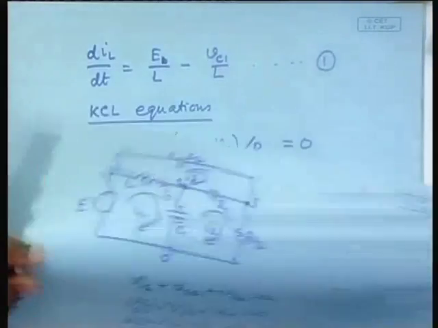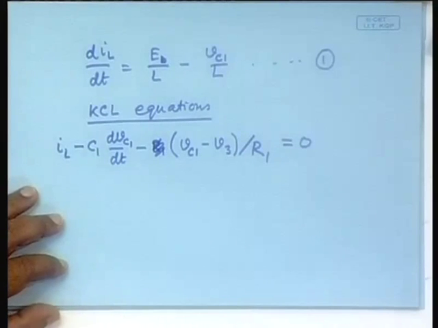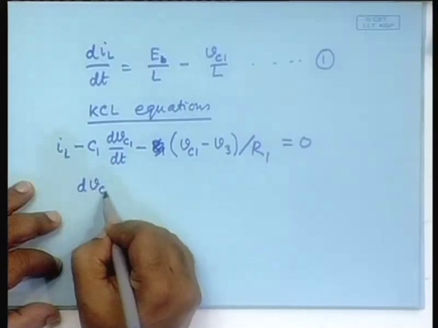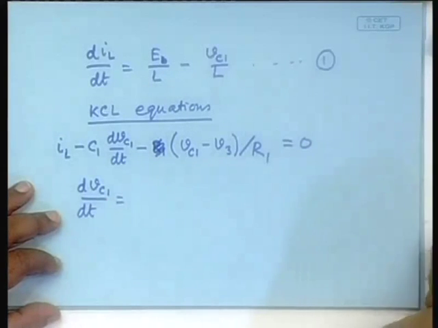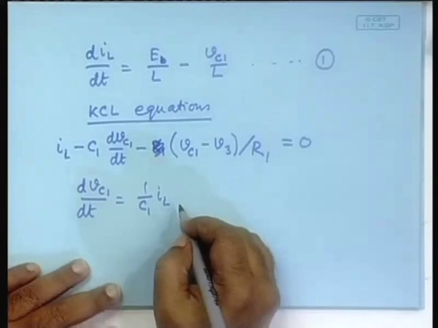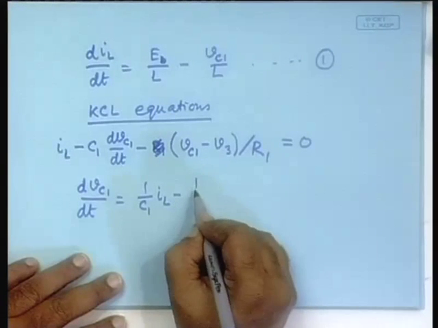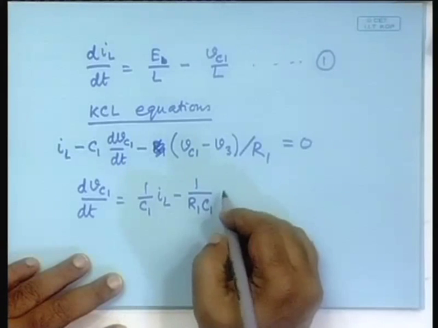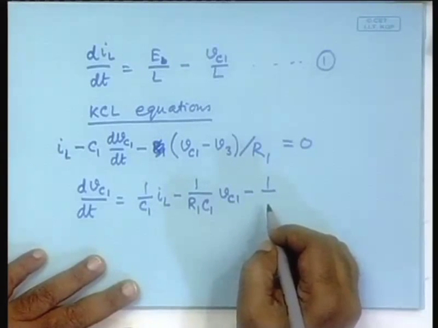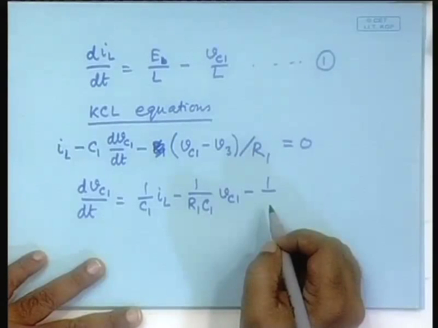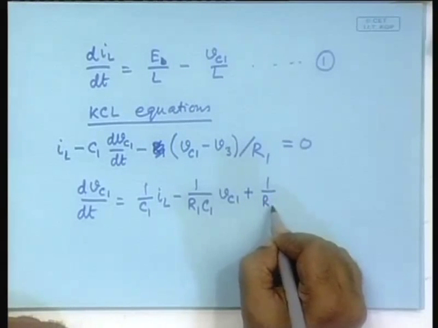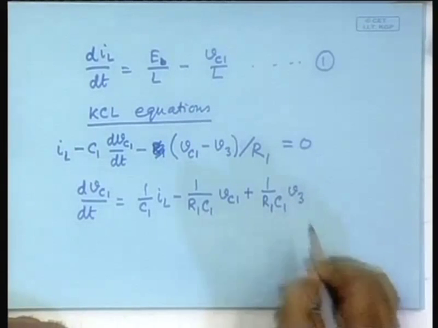Now, I need V3 in order to substitute this. Yes, we can write that easily, but let us extract the differential equation first. dVc1 dt is equal to, write the rest of it in the right hand side, it will be 1 by C1 IL minus 1 by R1 C1 Vc1, wait a minute, is this right, plus 1 by R1 C1 V3, anything else?